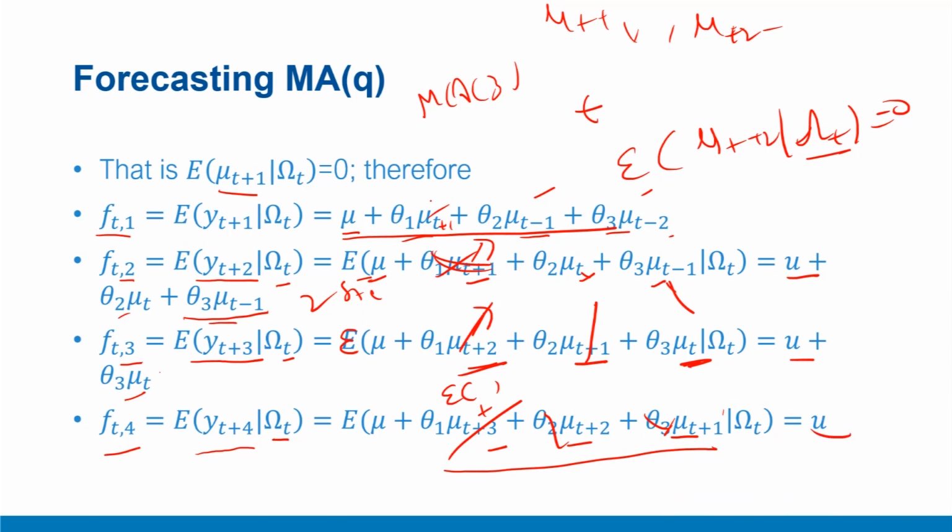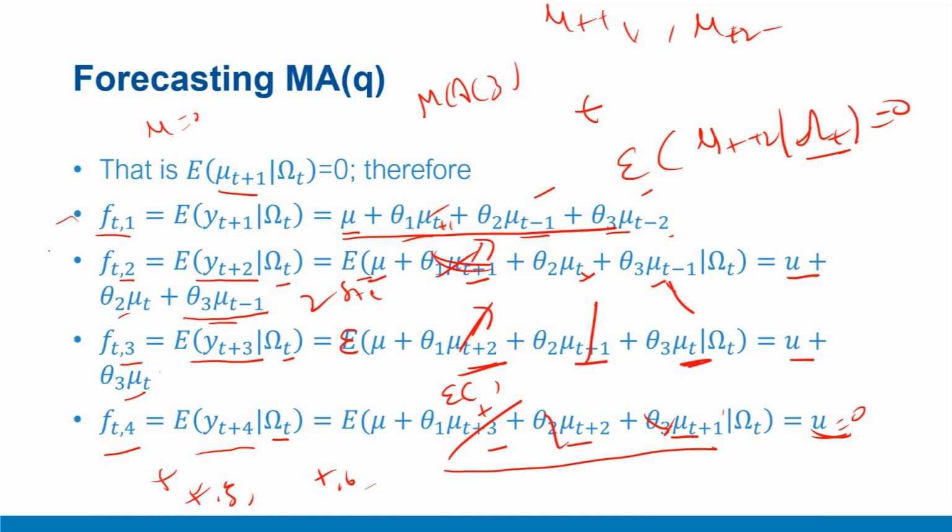And I hope you can see where we are going with this. All future forecasts, t comma 5, t comma 6 and so on, will become mu only, which is the constant or some kind of long-term mean of this process. As we said earlier, for practical purposes, we will take this mu as 0. So in that case, if mu is taken as 0, all these values will become 0.